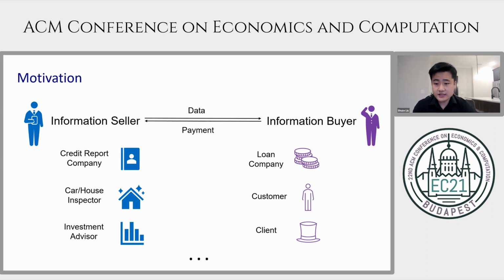For example, a credit report company has credit information about loan applicants, and the loan company can make a better decision based on that information. In daily life, a car or house inspector has better knowledge about the condition of a car or house, and they charge commissions from their customers for that information. Also, in the financial market, an investor knows better about the market, and they charge a service fee from the client. So a natural question is how to sell this information optimally.